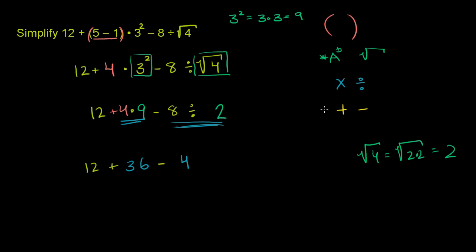And now we're finally at this stage of our order of operations, so we can just evaluate left to right. What is 12 plus 36? 12 plus 36 is 48. So we have 48 minus 4. And when you evaluate that, 48 minus 4 is just 44. And we're all done.